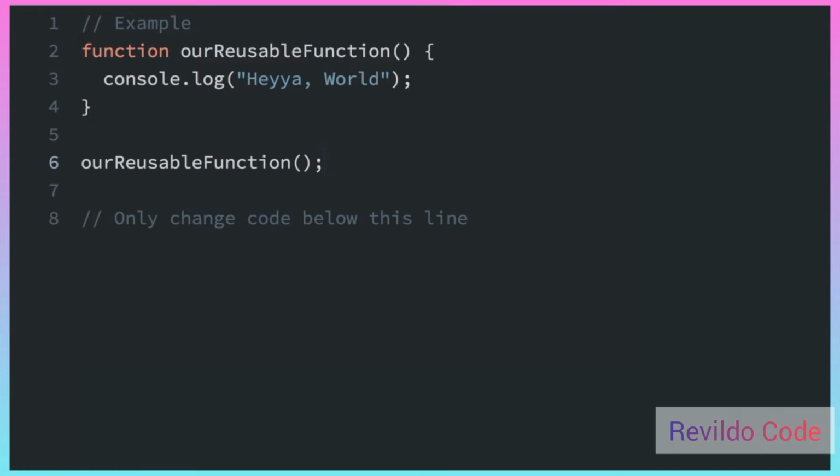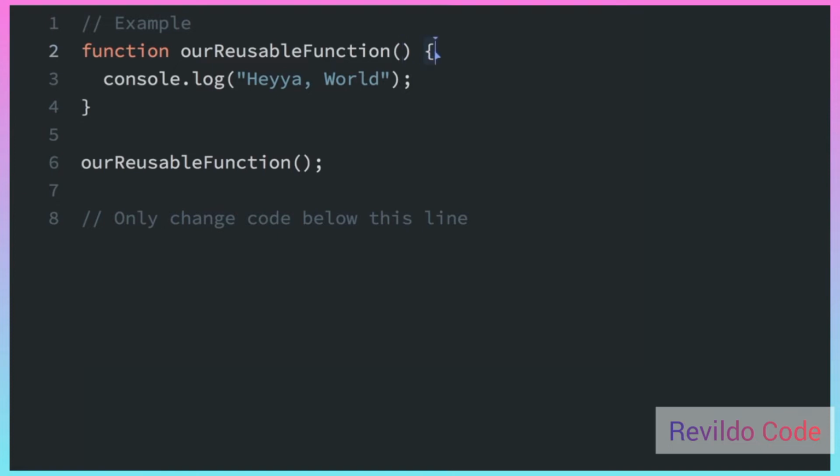Functions allow us to create reusable code in JavaScript. This is how a function is set up. We have the word function, then we have the function name. There's always parentheses here, and you can pass information into the parentheses. We'll talk about that later.